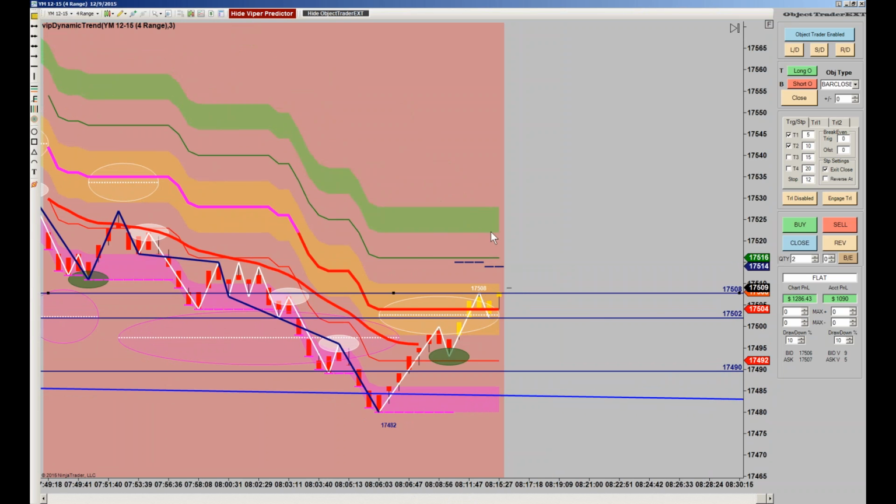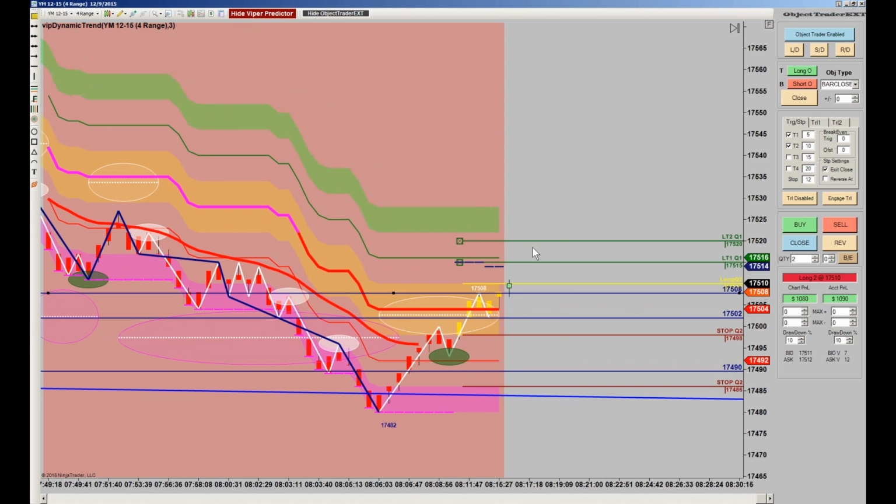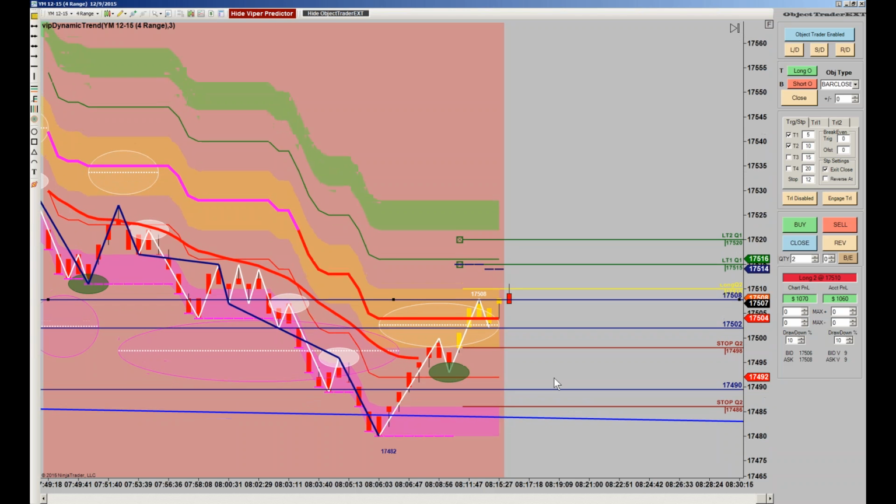Because if it does, it's probably going up here. You want to do that? All right, let's do it. At least try to get the phantom, right? Stop's going to be just right under here just in case, because this is counter trend.